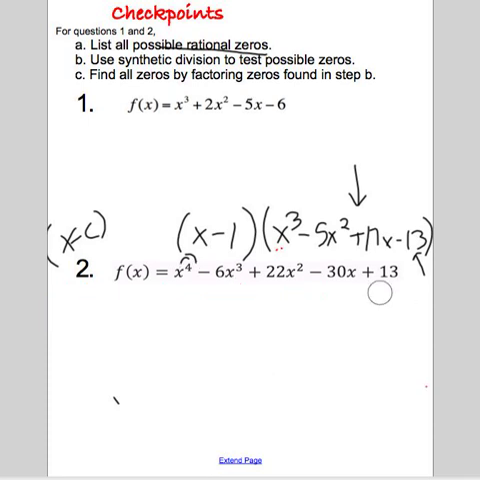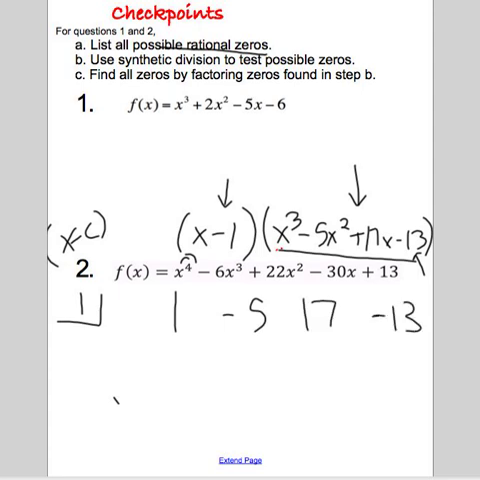Remember, one key thing to remember is that a multiple may occur twice, so while x minus 1 occurred once, it might occur again. So I try it again, because it's easier than trying 13. Oops, I'm sorry, I need to try it with the 5x. So I'm going to put in the 1, this polynomial, negative 5, 17, and negative 13. And I'm going to test for the 1 again. Drop the 1, multiply, add, multiply, add, multiply.